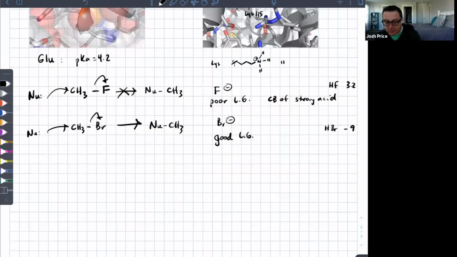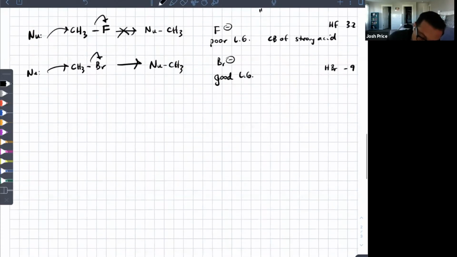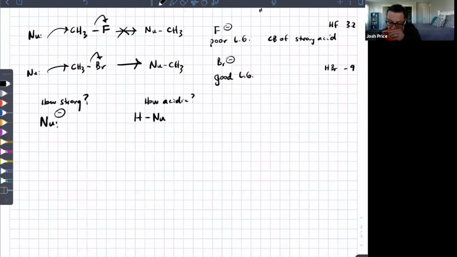Okay, so we use pKa trends to talk about leaving group ability, but we can also use pKa trends to talk about the strength of the nucleophile. So if we want to know how strong a nucleophile is, that's the same question as asking if we have the conjugate acid of that nucleophile, how acidic is that group? Okay.